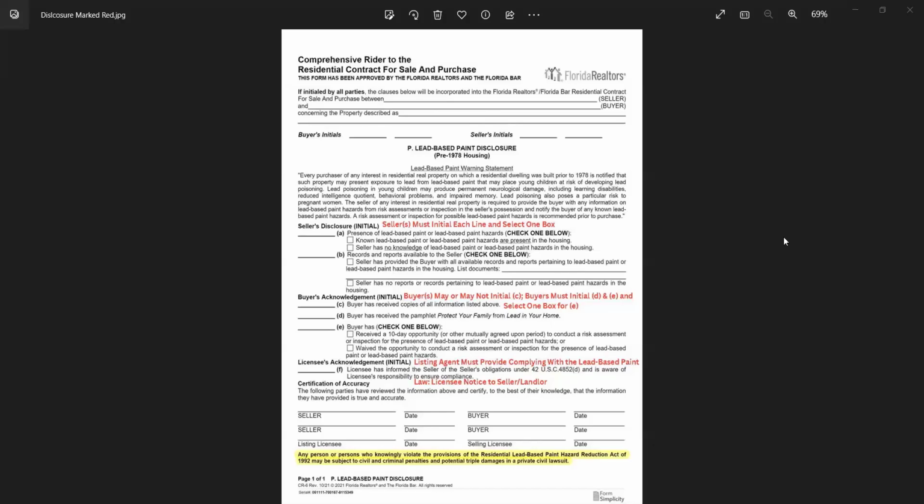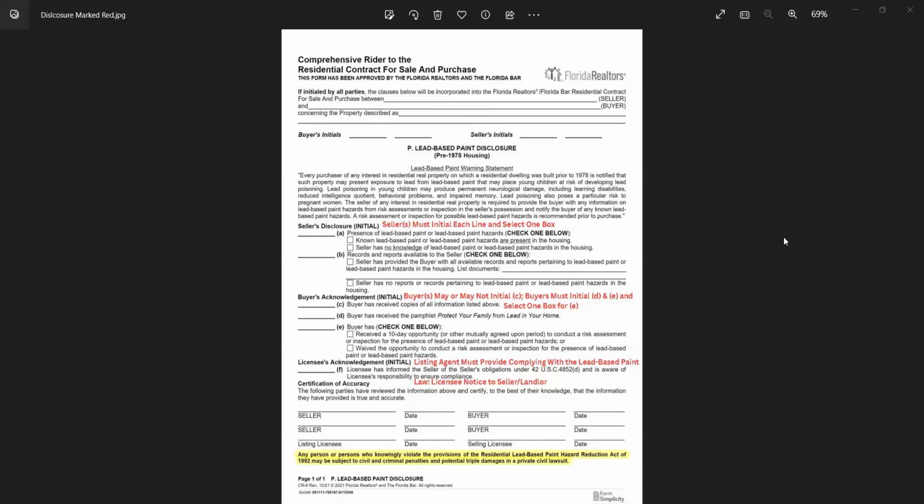Now we're going to take a look at the seller's part here. It says the seller's disclosure, and they're to initial. The seller must initial each of these lines, A and B, and then they're going to select one box under A and one box under B. So they're going to initial on line A, and line A says presence of lead-based paint or lead-based paint hazards, check one below. The first option, known lead-based paint or lead-based paint hazards are present in the housing. The second option, seller has no knowledge of lead-based paint or lead-based paint hazards in the housing.